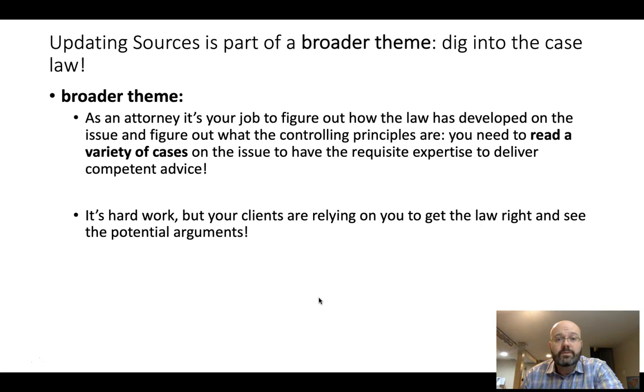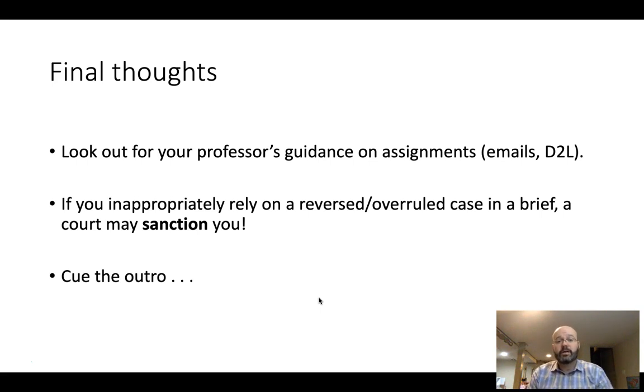Now, updating sources is really part of a broader theme of digging into the case law. So this broader theme, as an attorney, it's your job to figure out how the law has developed on the issue, figure out what the controlling principles are. So you need to read a variety of cases and pay attention to jurisdiction and so forth. Variety of cases on the issue so that you have the requisite expertise to deliver competent advice. And so it's hard work. You have to read a bunch of cases. But your clients are relying on you to get the law right and to see the potential arguments that are out there.